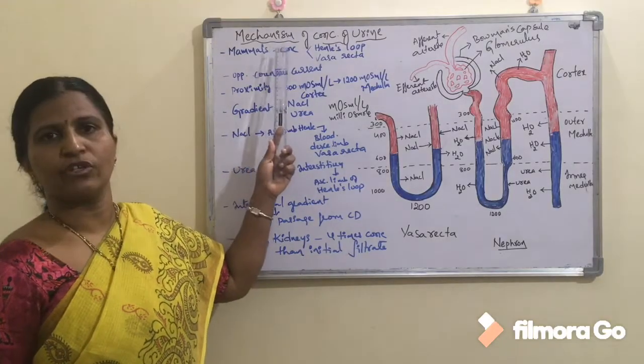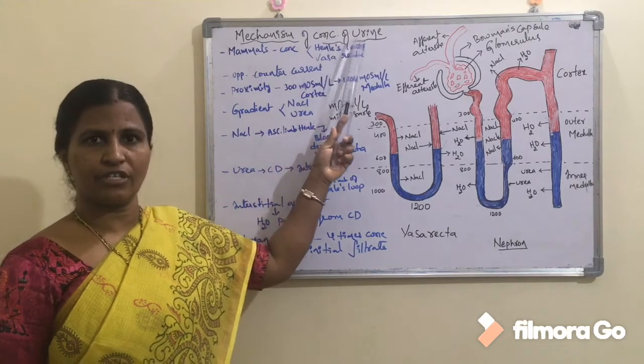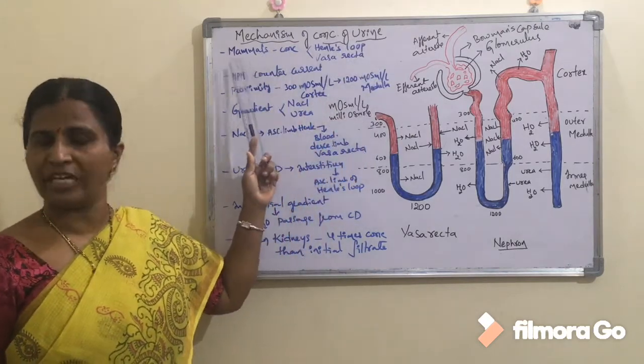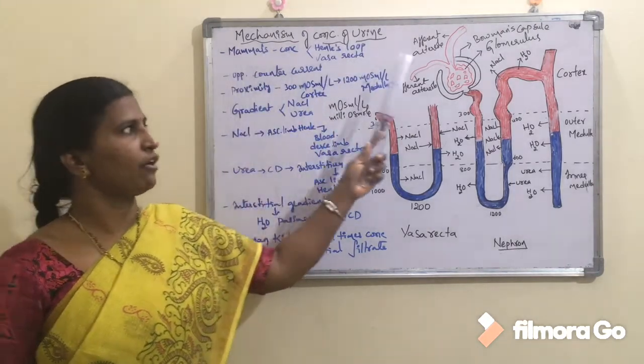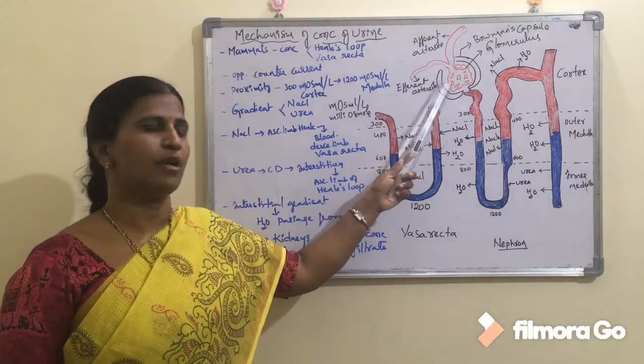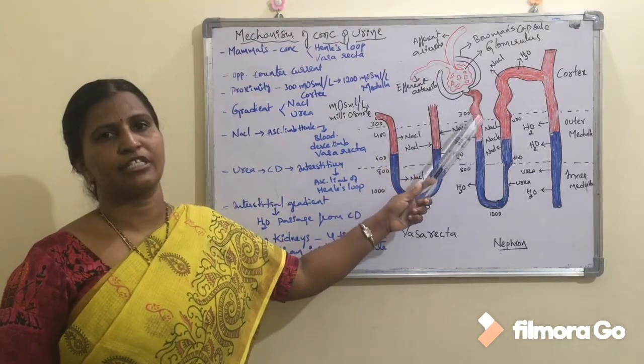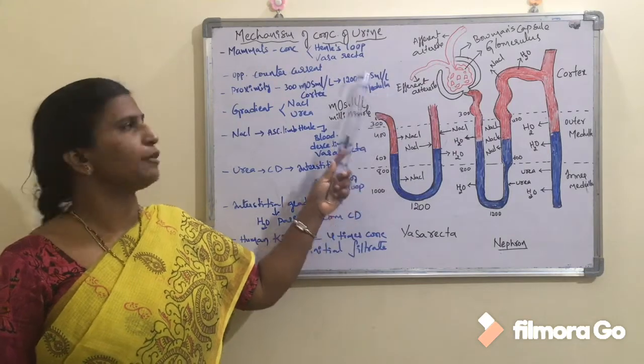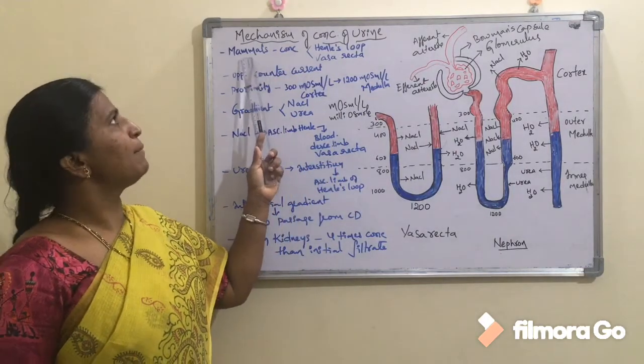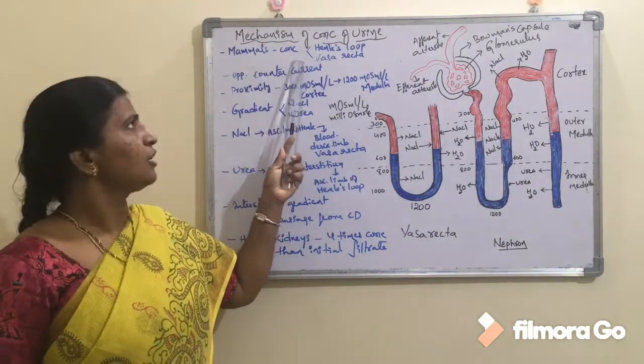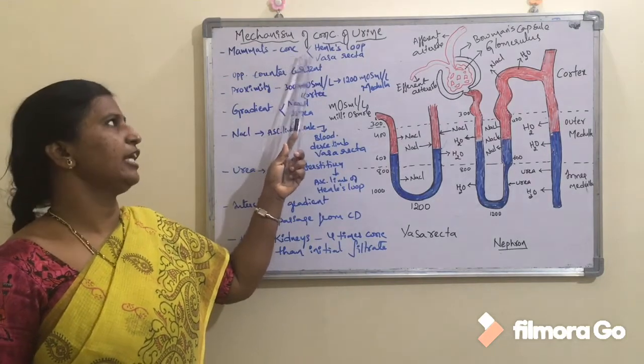In today's session we are going to learn about the mechanism of concentration of urine. That means how the urine is going to be concentrated, because in our previous class we have learned that the filtrate coming from Bowman's capsule is hypotonic urine, that means with less concentration, but mammals have the capacity to excrete concentrated urine or hypertonic urine.